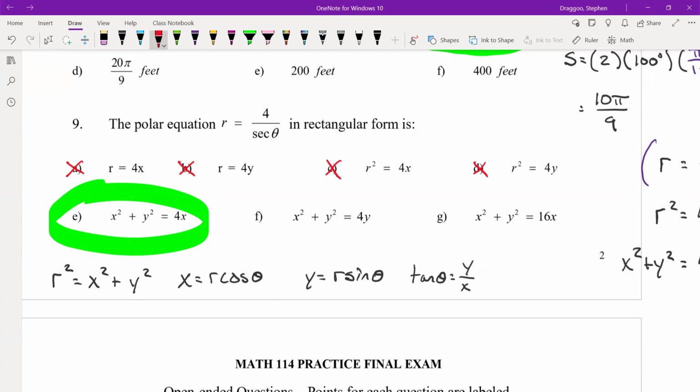Even though, for example, option C, r squared equals 4x, is the equation we have. We did find r squared is equal to 4x, but I can't use r in my equation. So I also have to substitute r squared for x squared plus y squared in order to get it back to an actual rectangular form equation. So yeah, just a heads up on maybe what that problem might look like on the exam.